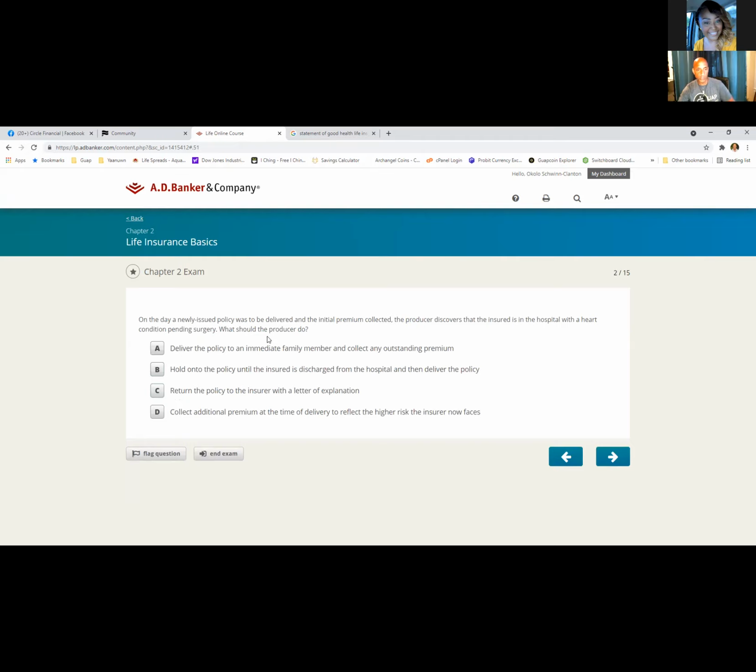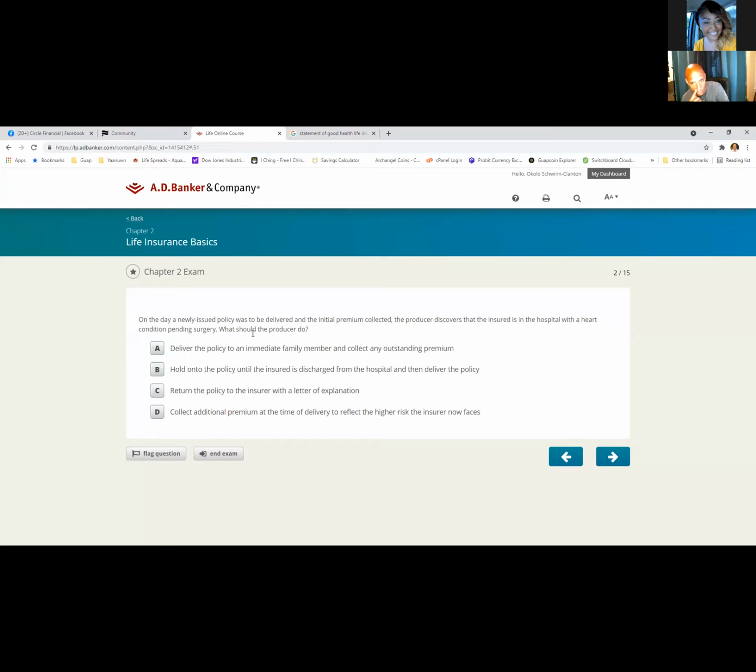On the day a newly issued policy has to be delivered and the initial premium collected, the producer discovers that the insured is in the hospital with a heart condition pending surgery. What should the producer do? Deliver the policy. Oh, this is a trick question. The policy is to be delivered and the premium has not been paid yet.